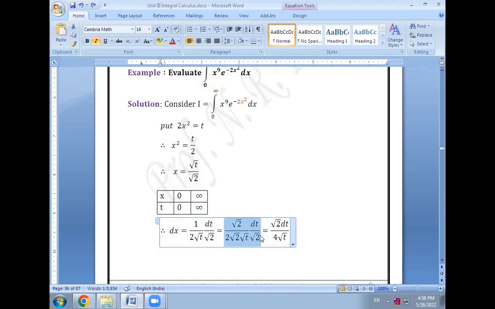Multiplying the numerator and the denominator by root 2. So 2 times root 2 into root 2. We get root 2 dt upon 4 times root t. This is the value of your dx. We can write in this form also.